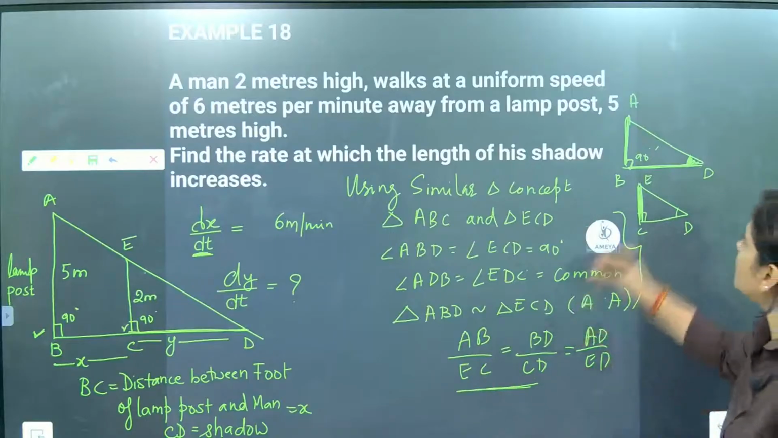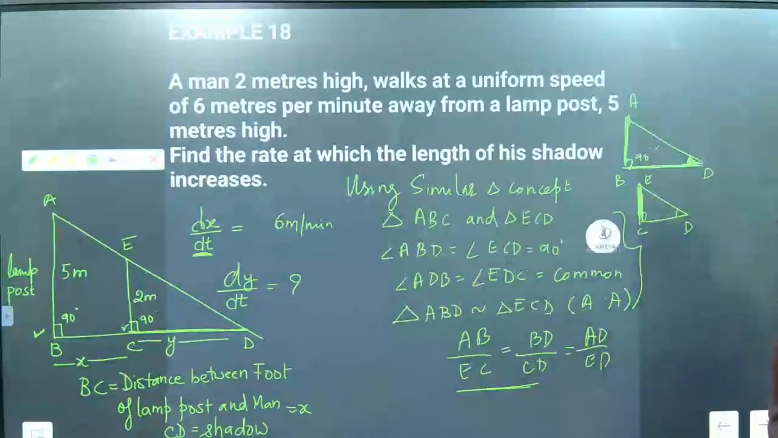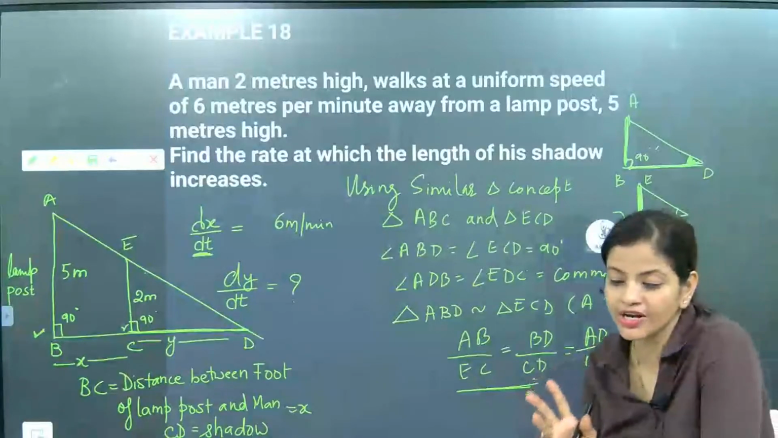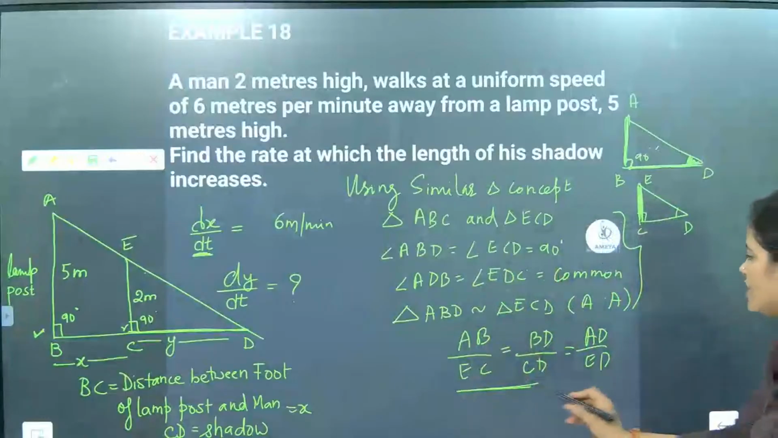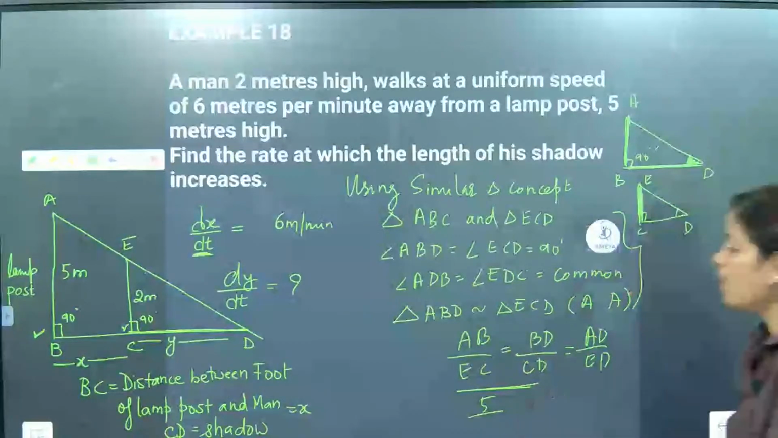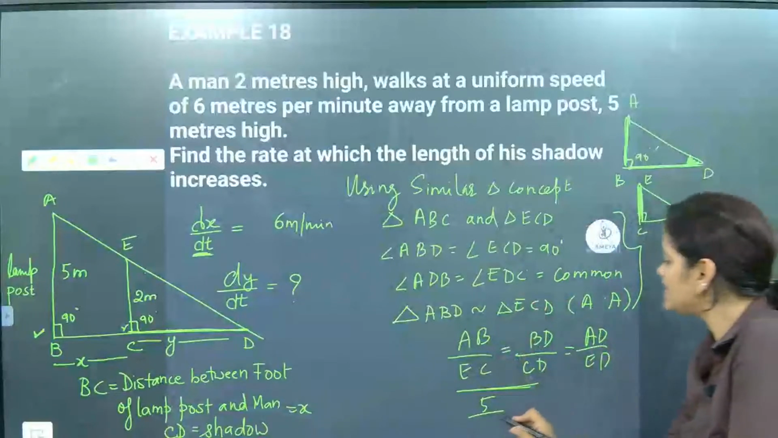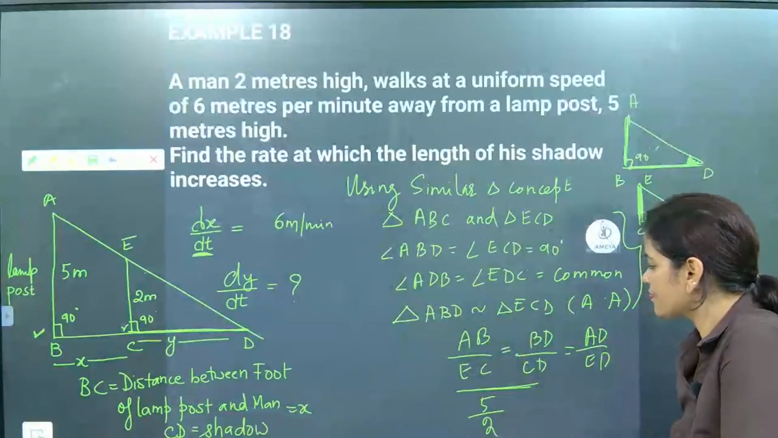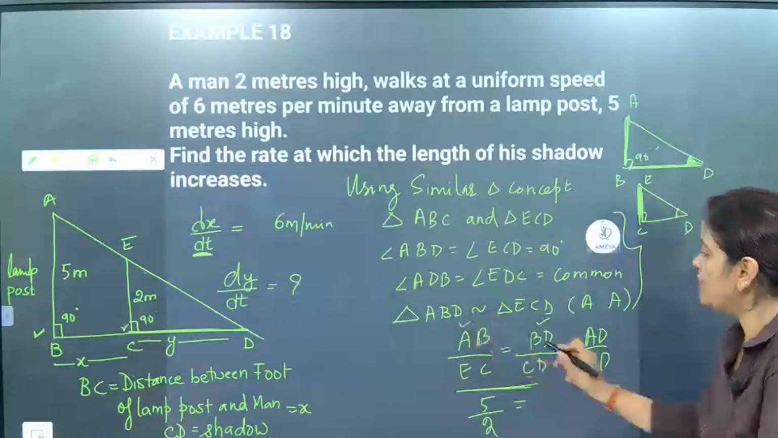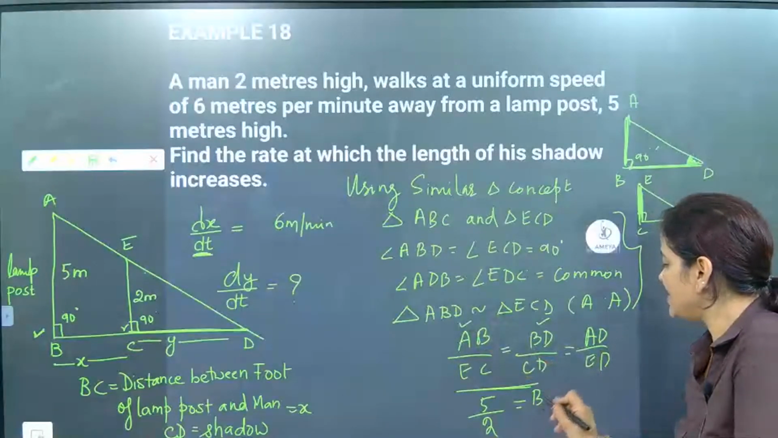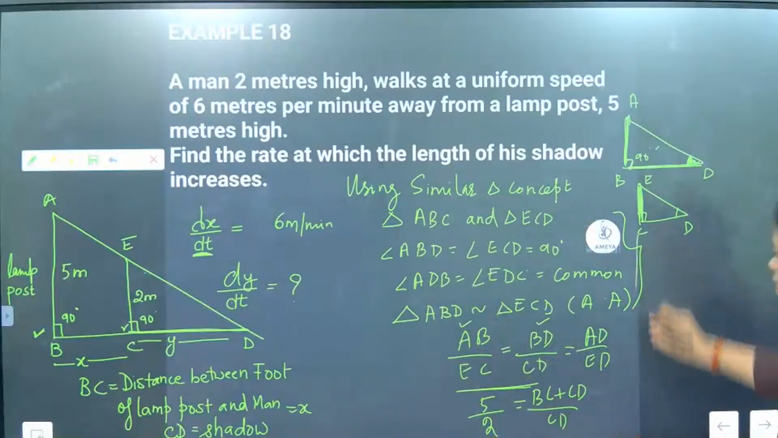So what is our AB? AB is the height of the lamppost. What is the value given there, beta? The height of the lamppost is 5. So we will write the height of the lamppost is 5. What is EC, beta? EC is the height of the man. The height of the man is taken as how much, beta? 2. Correct? Till here we got BD. BD can be written as BC plus CD, and over CD. Bingo, we got to our point.